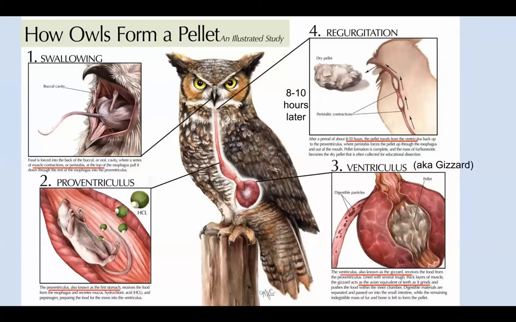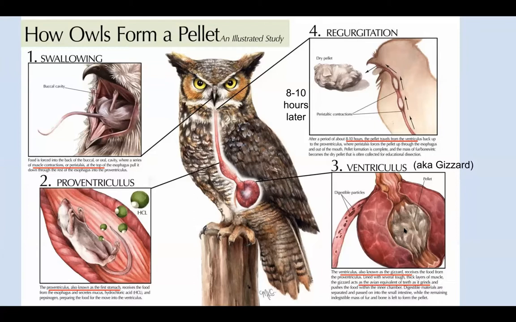So owls don't have teeth. Again, lots of birds don't have teeth. So they end up using their sharp beak to grab their prey animal. They will eat it whole. And then it will travel through what's called the proventriculus. It's like its first stomach. And then eventually it will make its way into the ventriculus, also called the gizzard.